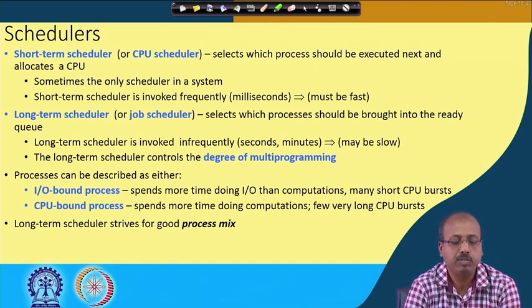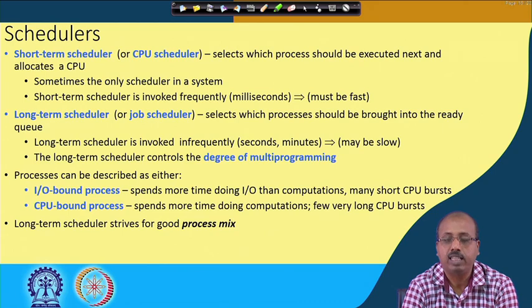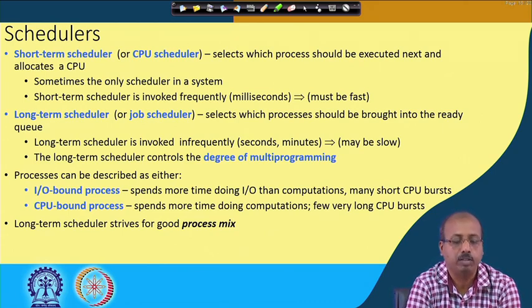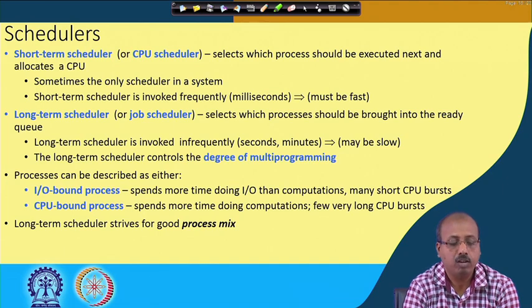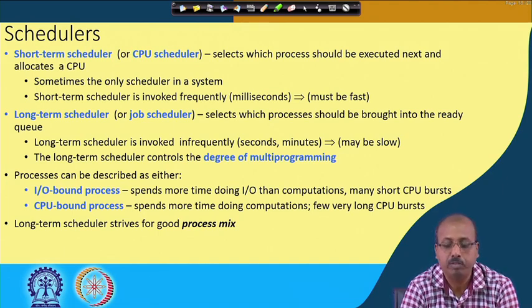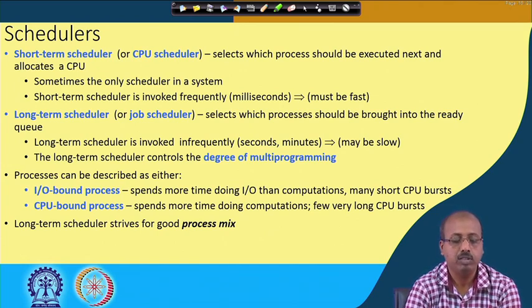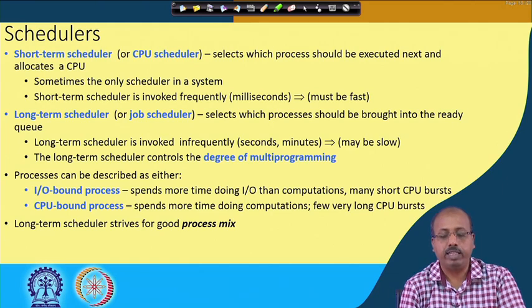The short term scheduler is invoked very frequently, in the range of milliseconds or microseconds, and naturally it must be very fast, because that is an overhead. And the long term scheduler selects which processes should be brought into the ready queue. It is invoked infrequently, in terms of seconds and minutes, and naturally it may be slow also. So, it controls the degree of multi-programming.